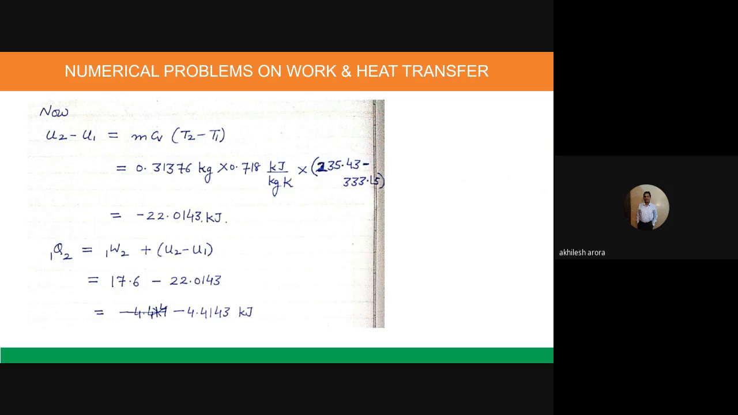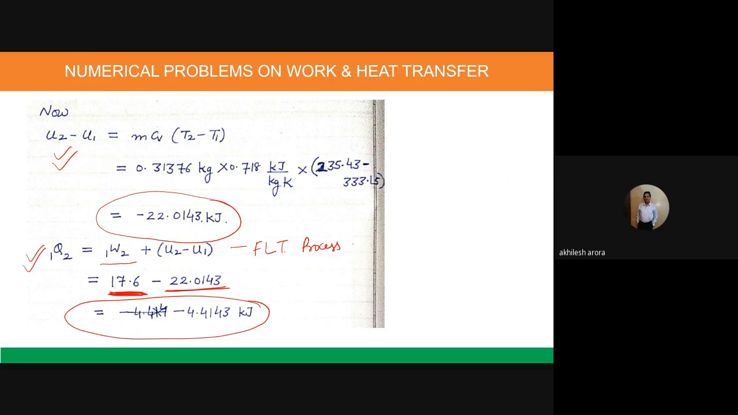So now I can put the values of mass, CV, and delta T and calculate the value of U2 minus U1, which comes out to be minus 22.0143 kilojoules. And then I can calculate the value of heat transfer using this equation. This is the first law of thermodynamics for a process, and this is the value of the work transfer which we calculated in the previous example. This is the value of change in internal energy. So finally this is the value of Q1 to 2.